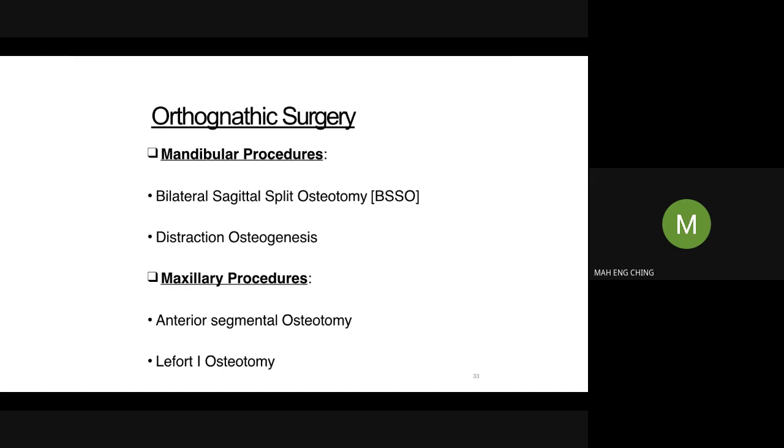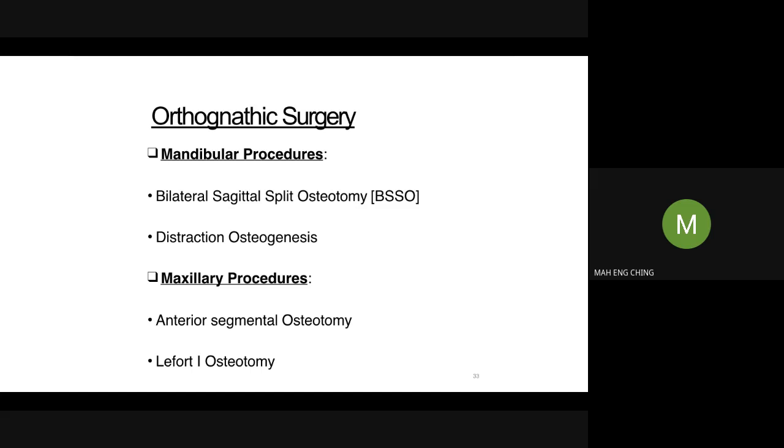So when only the mandible is a problem, then we can maybe just do surgery to shorten the lower jaw, which means a BSSO or bilateral sagittal split osteotomy. So basically, you just cut the lower jaw and push it backward, and then stabilize with a plate and screw. Of course, sometimes we can do distraction osteogenesis, which is not very common nowadays. It means they put a distractor, then every time you turn the distractor, they will lengthen or shorten the jaw.